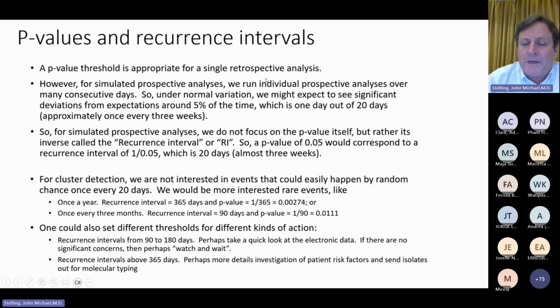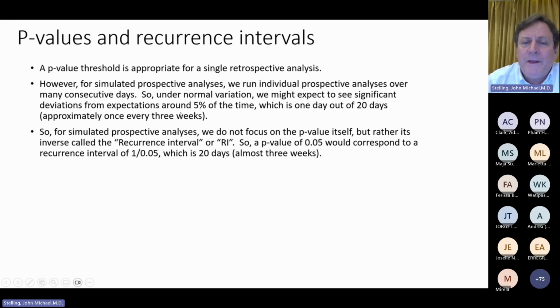And the problem is if we use the threshold of 0.05, 5% is one time out of 20. So if you're doing an analysis every day, it would be sort of expected that you see something statistically unusual at the 0.05 level every 20 days. But if you're seeing something unusual every 20 days, it's really not that unusual.